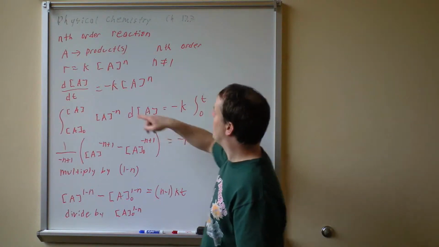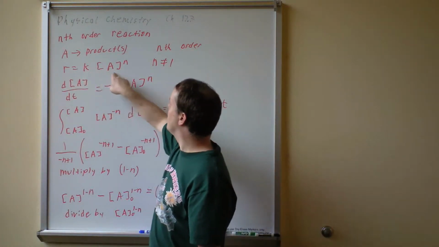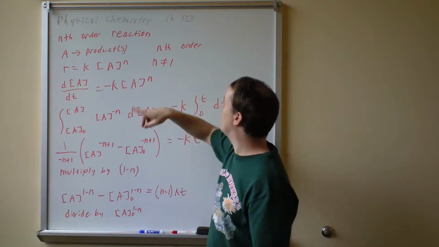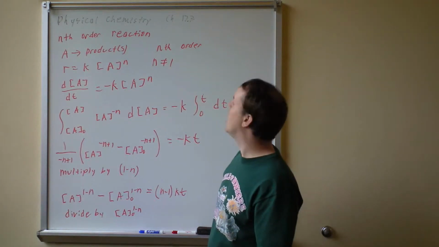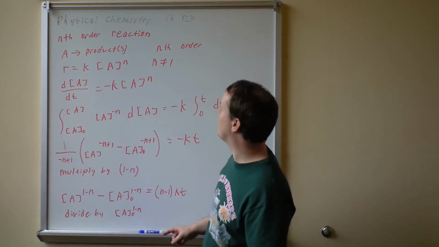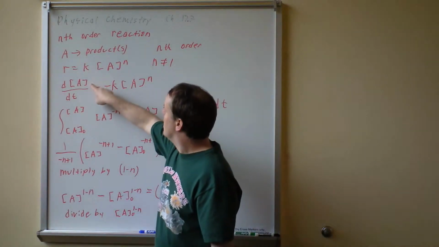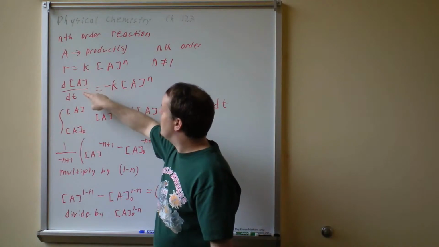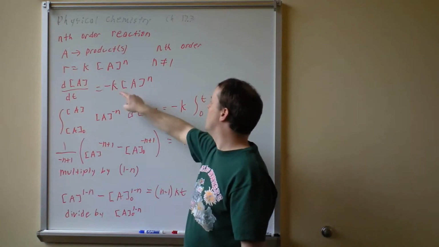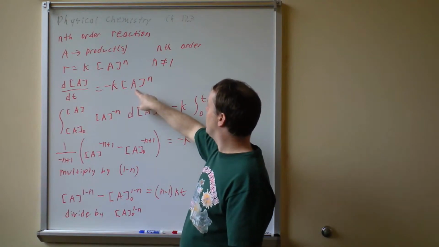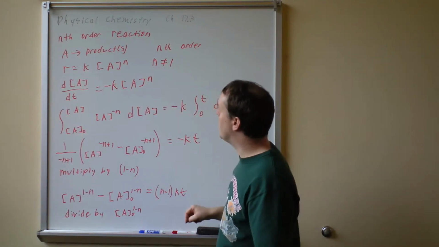of the nth order. So the rate law would just be r equals k times the concentration of A to the n power because it's nth order. And remember, what we're going to do does not apply to n equals 1, but we already did first order anyway. So that gives us the rate law. The derivative of the concentration of A with respect to time is equal to minus the rate constant times the concentration of A to the n power.